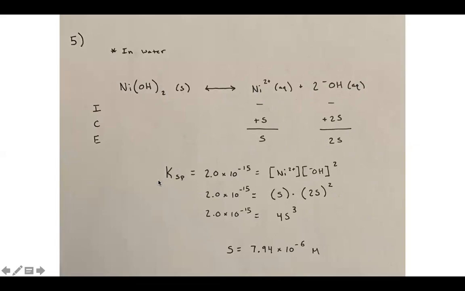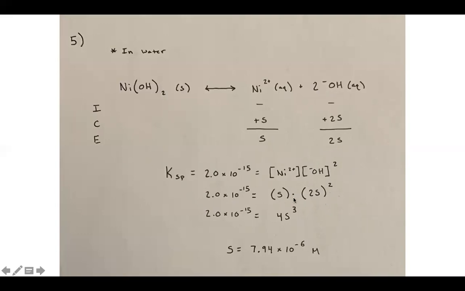Now that we have our equilibrium amounts, we're going to write our Ksp expression. So Ksp, which is equal to 2.0 times 10 to the negative 15th, is equal to our concentration of nickel times our concentration of hydroxide squared. Again, remember the concentration of hydroxide needs to be squared because its coefficient in the balanced equation is 2. Okay, and so from here, we're just gonna plug in our equilibrium amounts of these ions. So S for nickel and 2S for hydroxide.